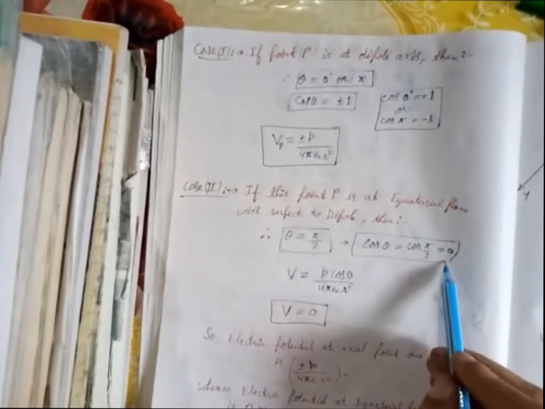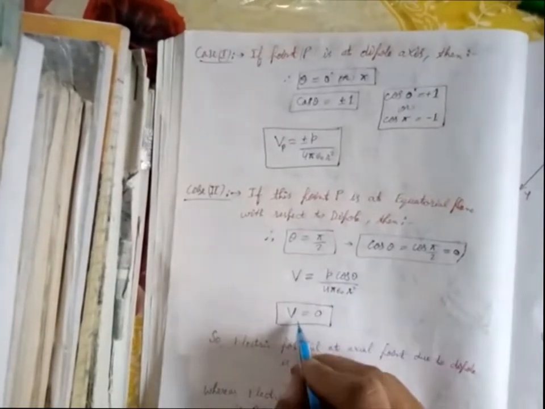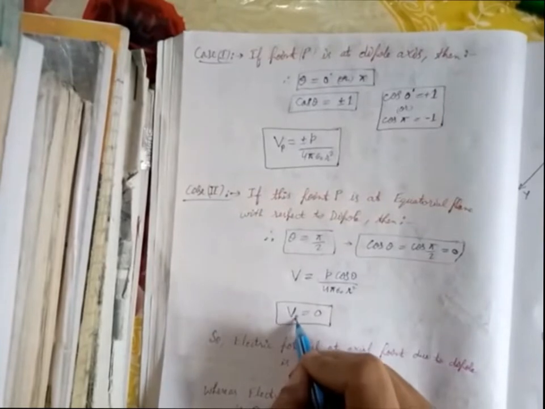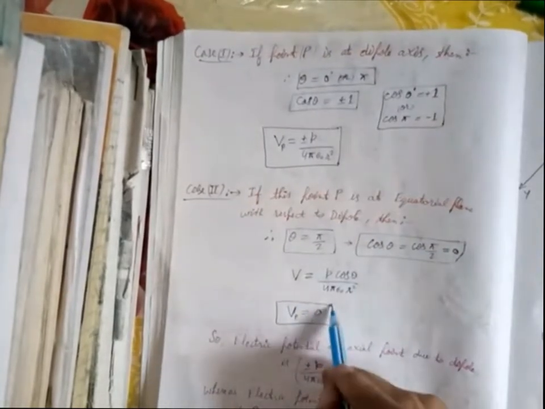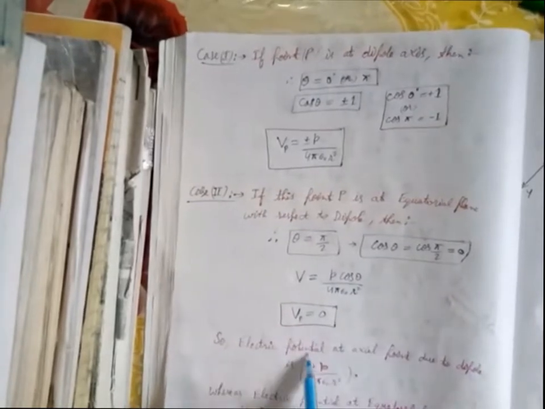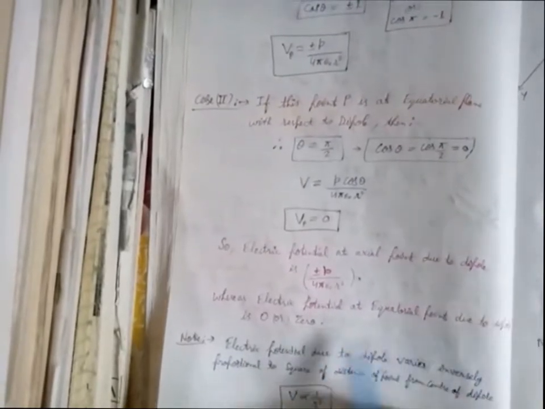Cos of 90 is 0. So at the equatorial point P, the electric potential will be 0. So the electric potential at an axial point due to a dipole is either plus or minus p upon 4 pi epsilon naught r square, whereas the electric potential at an equatorial point due to a dipole is 0.